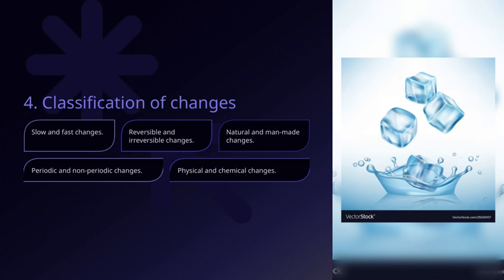Finally, we consider natural and man-made changes. Natural changes occur due to natural forces, like erosion or weathering. Man-made changes result from human activities, such as construction or pollution. Understanding these classifications helps us see the different ways changes happen and their impact, which ties back to our overall theme of understanding the nature of change in our environment and daily life.